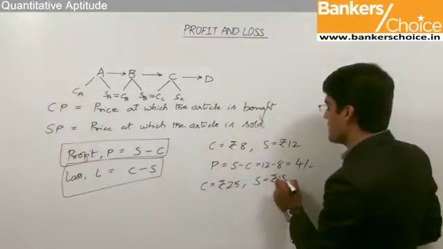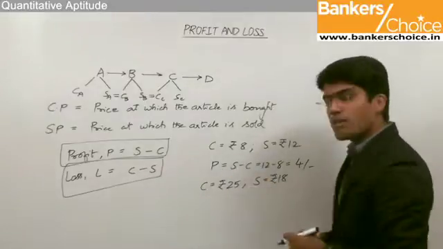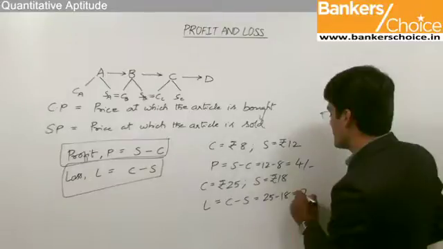Similarly, if the cost price of an article is 25 rupees and the selling price, let's say, is 18 rupees, then in this case we can understand that since the selling price is less than the cost price, it is going to be a loss. So the loss L can be calculated as C minus S, which is equal to 25 minus 18, that is 7 rupees. So this is how the very simple calculation of profit and loss in terms of rupees can be done as S minus C or C minus S respectively.